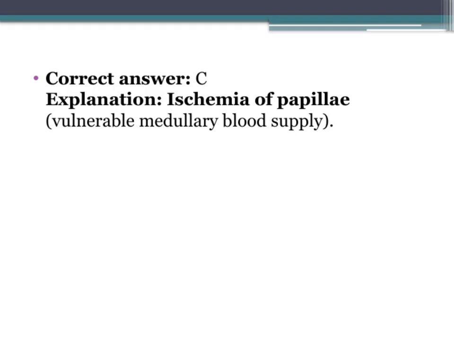Now, to understand why, let's look at what's happening with the kidney tissue. Ischemia of the papillae is a key concept. Essentially, this occurs because the medullary blood supply is particularly vulnerable. The blood flow to this area is relatively limited and quite delicate, making it more susceptible to ischemic injury. When the blood supply is compromised, it can lead to papillary necrosis or other issues affecting kidney function. Recognizing this vulnerability helps us understand some of the pathophysiological processes behind certain renal conditions. So, in summary, the ischemia of the papillae, due to this vulnerable medullary blood supply, is a critical point to remember.